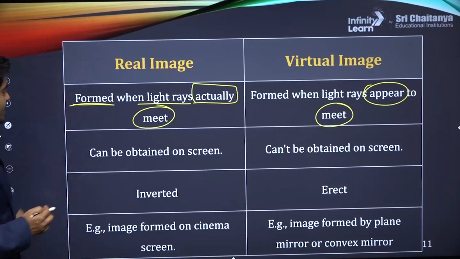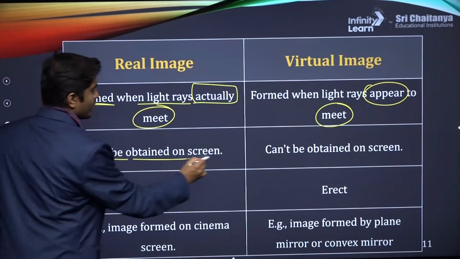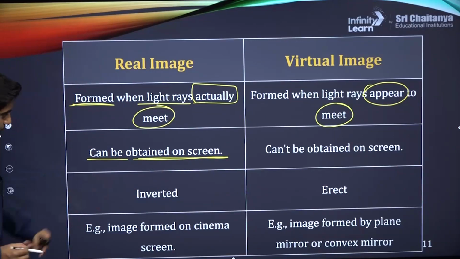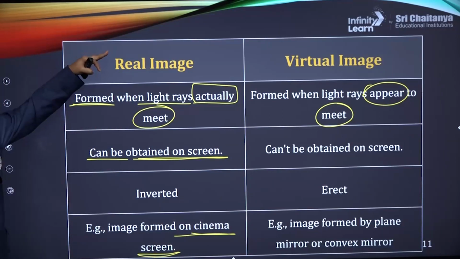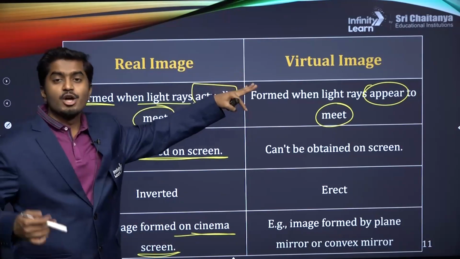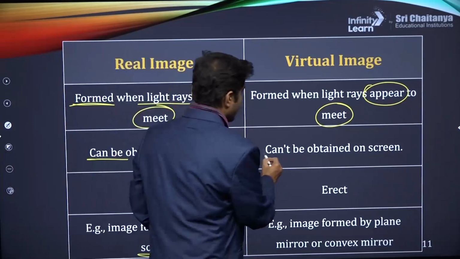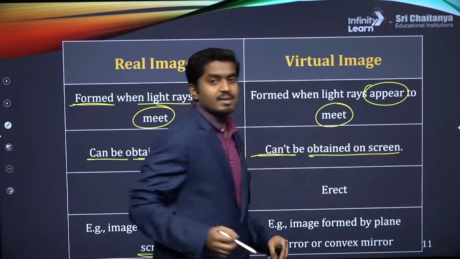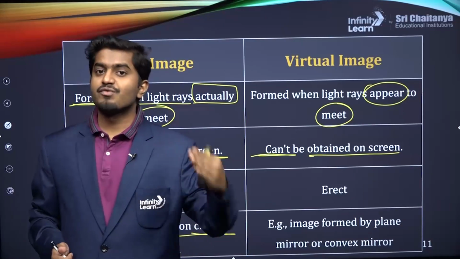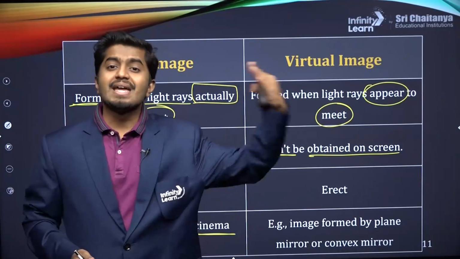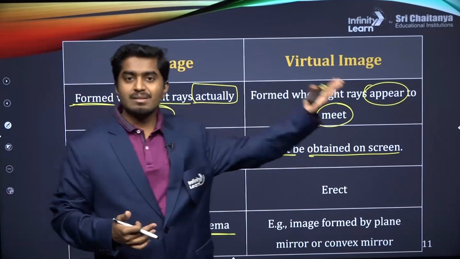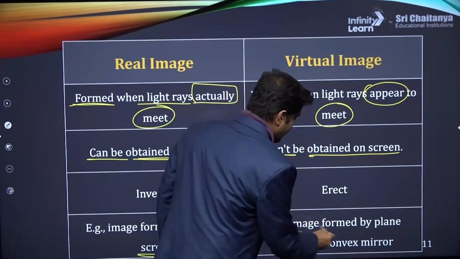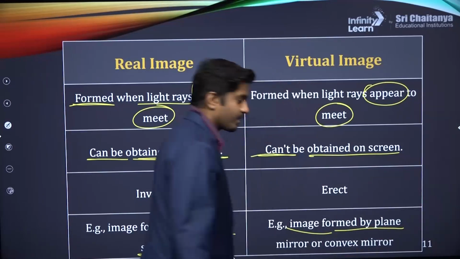So real image can be obtained on the screen. For example, cinema screen, we get a real image. And this virtual image cannot be obtained on the screen. So the image which is formed by the plane mirror is behind the plane mirror. So you cannot get it on the screen, right? It is behind the plane mirror. So an example is the image formed by the plane mirror.